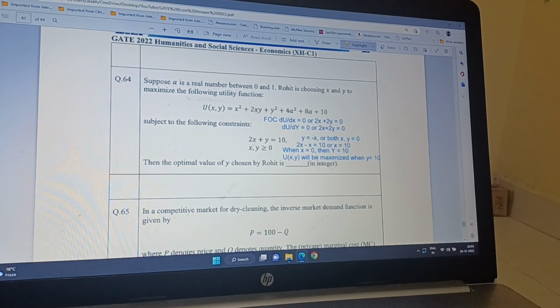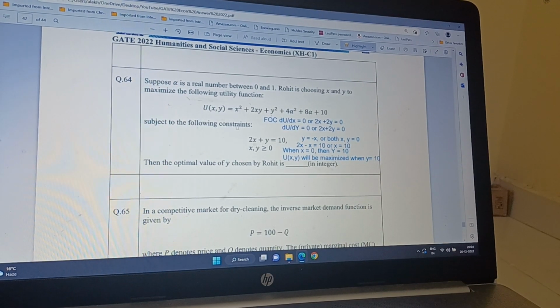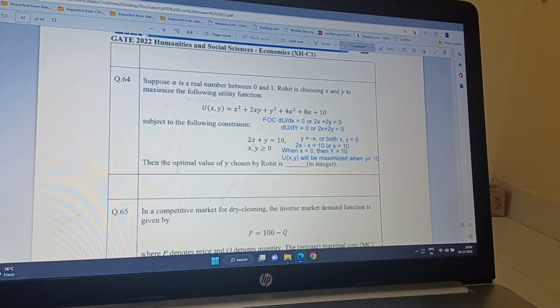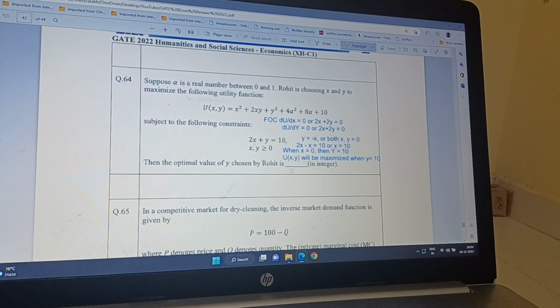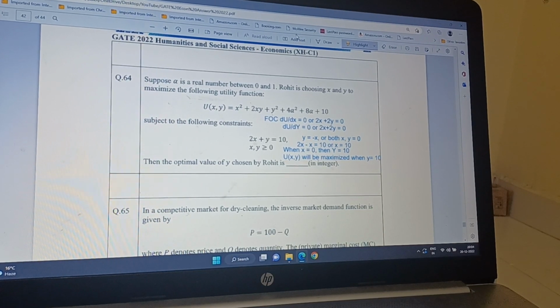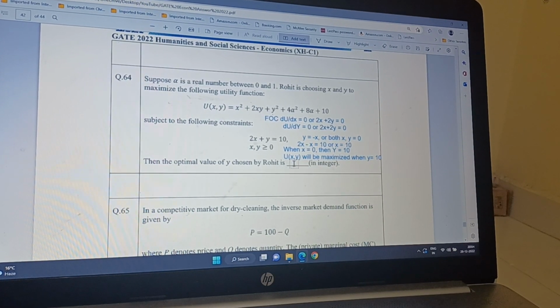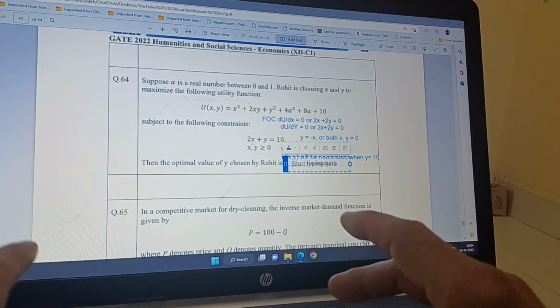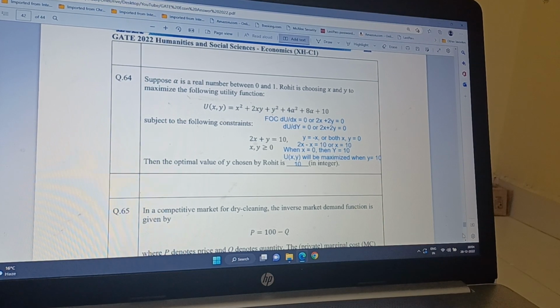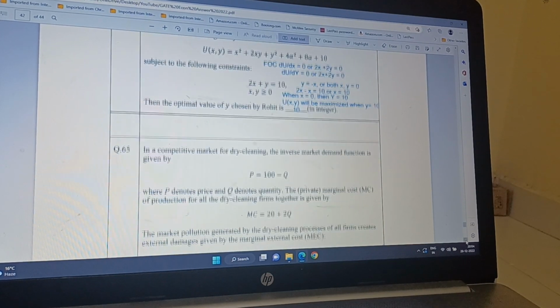So since y has to be greater than or equal to 0 and y can be 10, that would help maximize our utility function. So the optimal value of y chosen by Rohit is 10. So I should write here 10. That is the correct answer. And now I go for the next and last question.